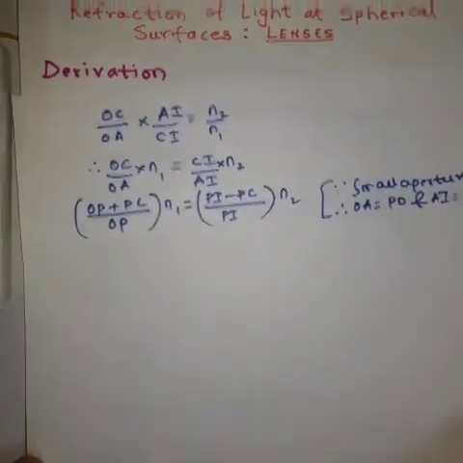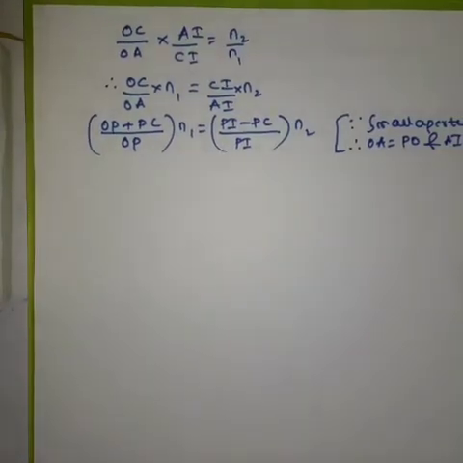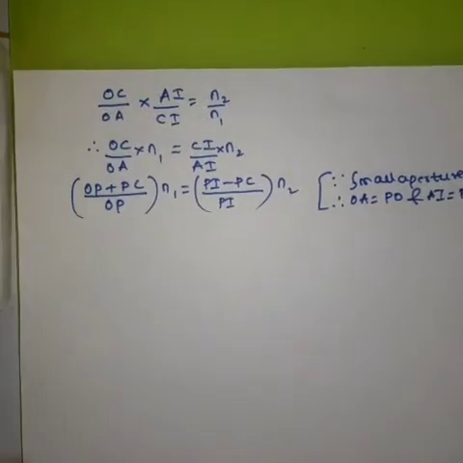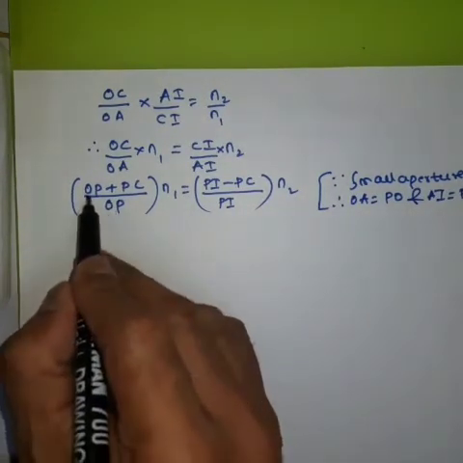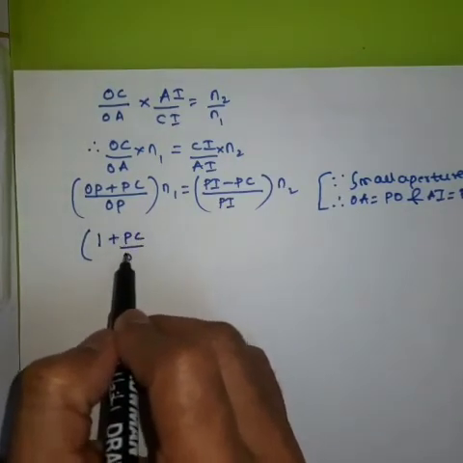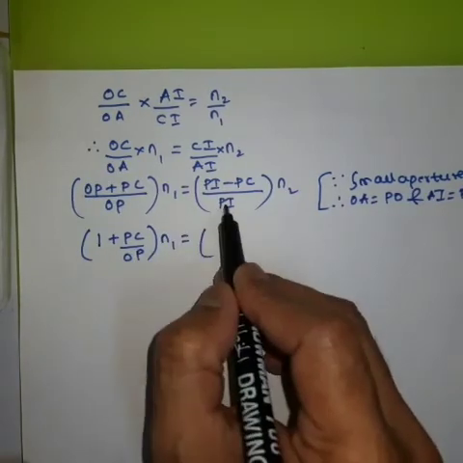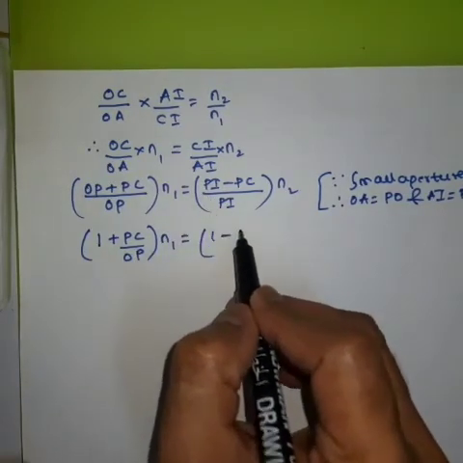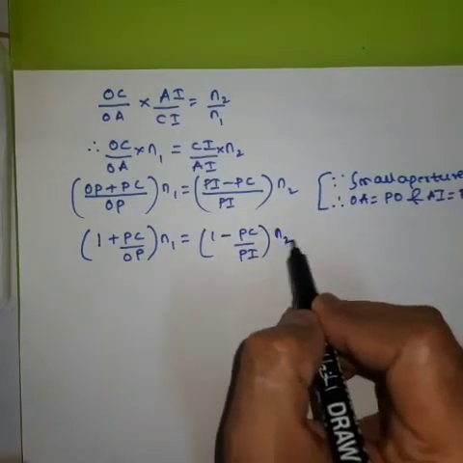Now ahead we have to just simplify this equation. If I simplify, OP divided by OP will give me 1 plus PC upon OP into N1 equals, PI goes here, so it's 1 minus PC upon PI into N2.